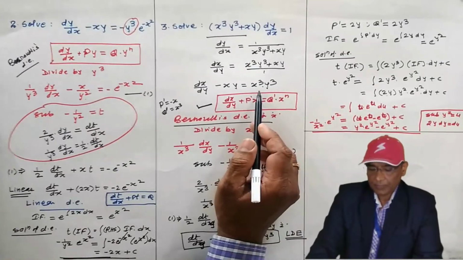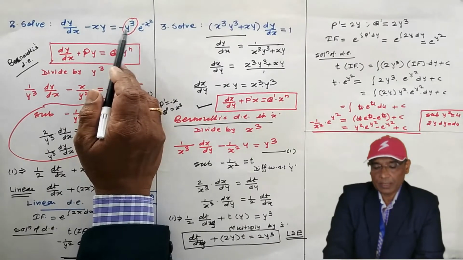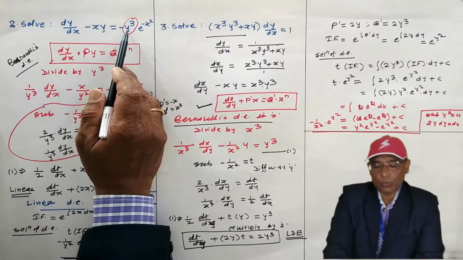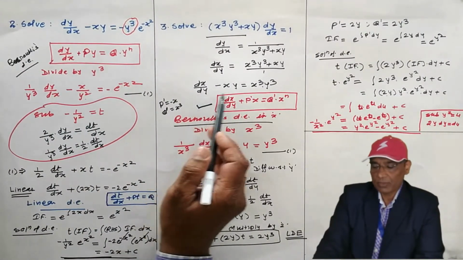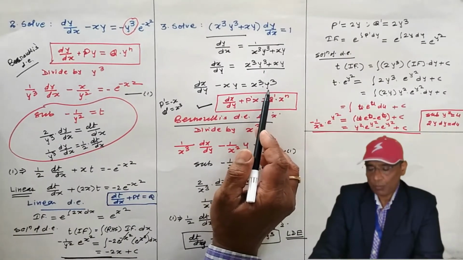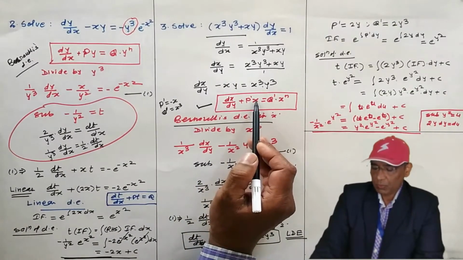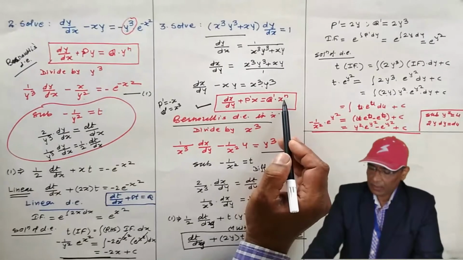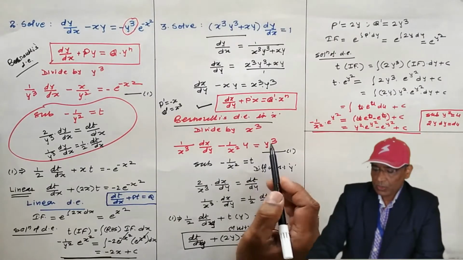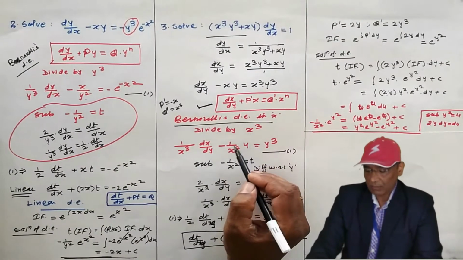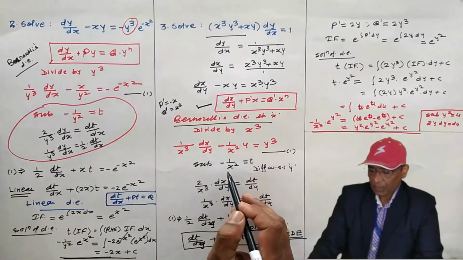Now what to do here? In Bernoulli's differential equation in y, we divide the equation by the y component. Here in dx by dy, Bernoulli's differential equation, we have to divide by x cube. 1 by x cube dx by dy, x by x cube means 1 by x square, and y cube by x cube is 1. Once you divide by x cube, the middle term is minus 1 by x square. So you can substitute simply 1 by x square equal to t.